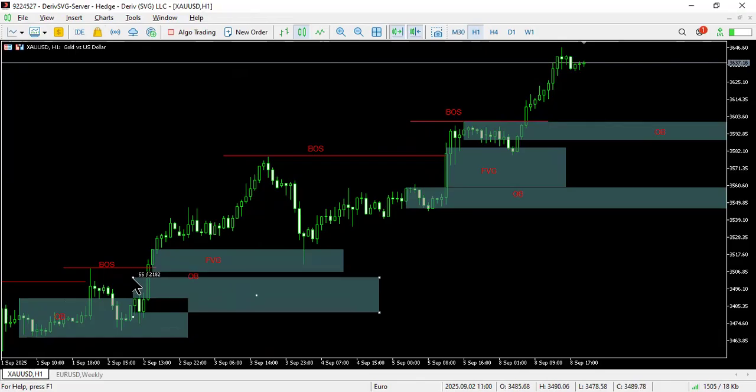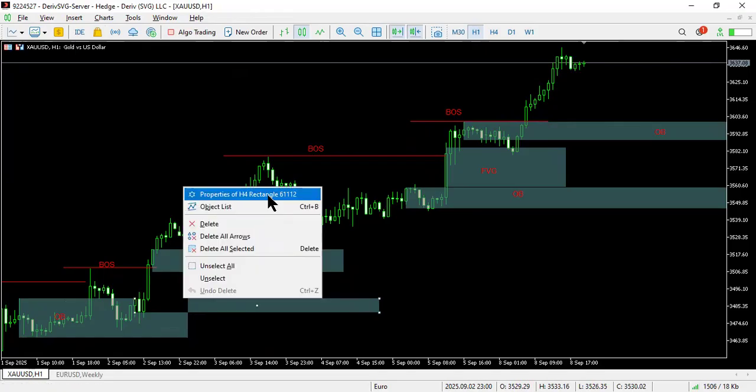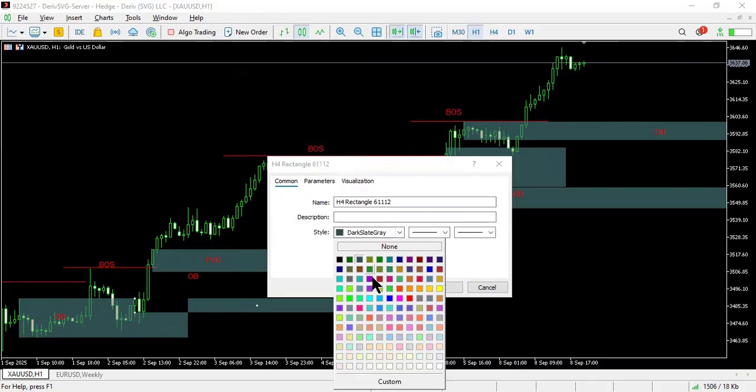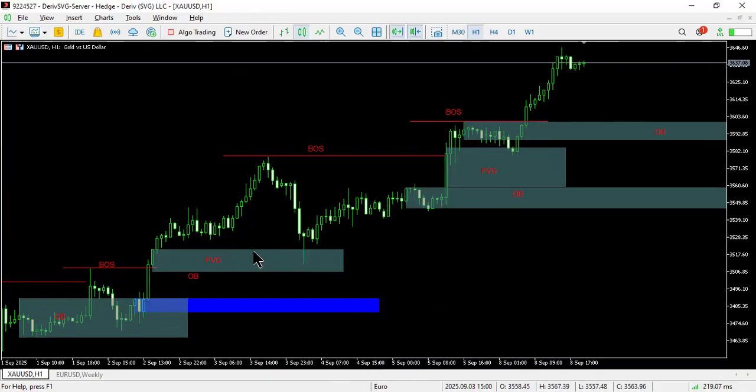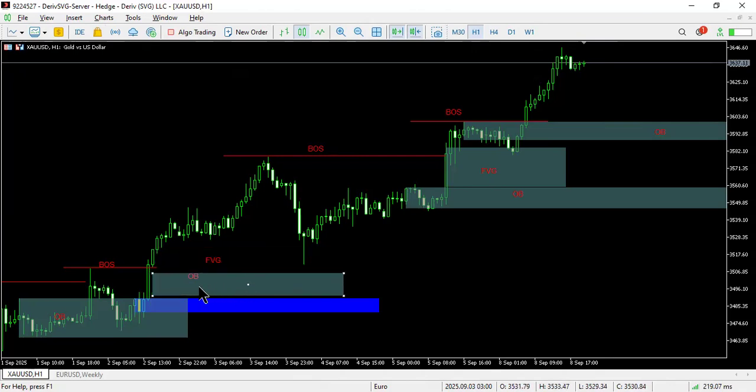This was a trade I took last week, which hit TP. Last week was NFP, and I managed to hit TP on gold. So last week I was in profit on gold. This was a trade that I took on gold last week. This is the move that happened last week. We had a break of structure right there.